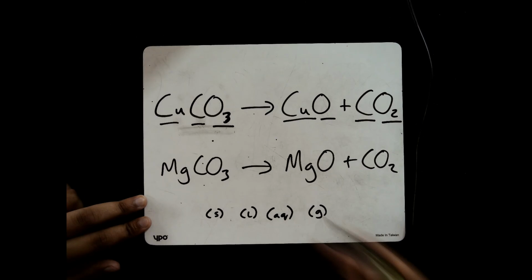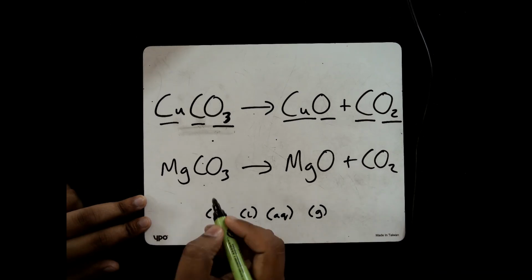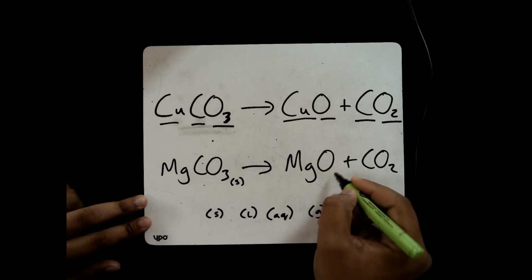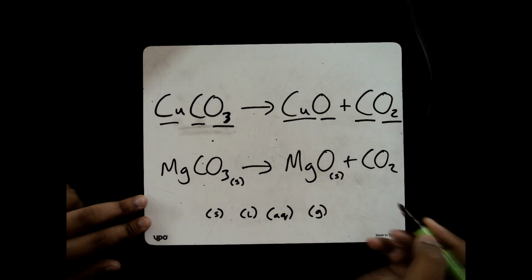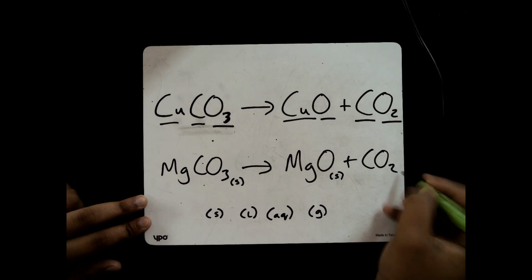Okay, so we look at these substances now. We know that the magnesium carbonate was a powder, so it must be a solid. The magnesium oxide would also be a powder, just a different color. This would also be a solid. For the carbon dioxide, we know it's a gas, so we put a lowercase g in brackets.